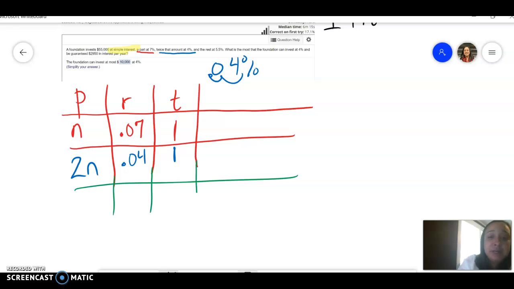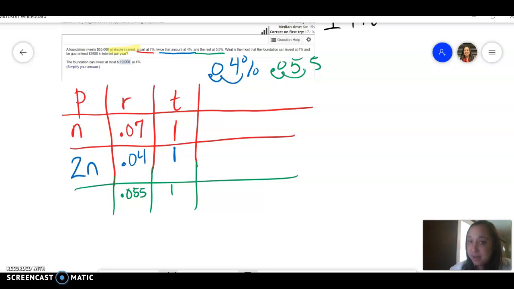And this last bit is kind of the hard part. Usually students can get that first piece, but it's this last piece we might have trouble with, from my experience. It says the rest of the money that I have not already invested, I'm going to invest at 5.5%. Let's go ahead and put the 5.5%, changed to a decimal. That's going to be 0.055 at 1 year.